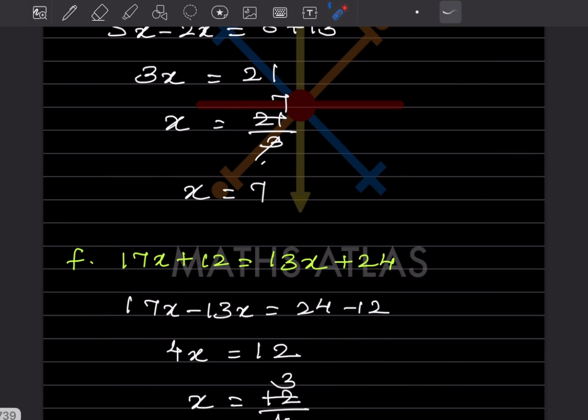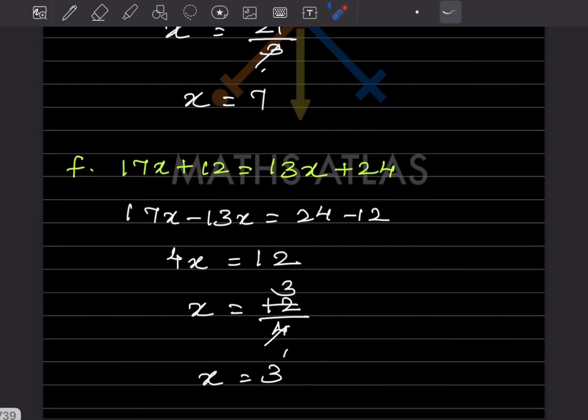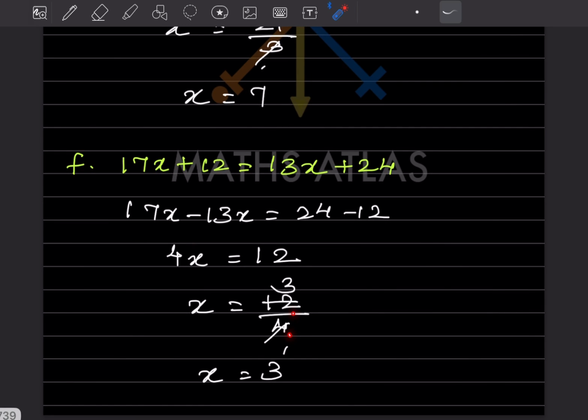Now this again is the same. This is already on the left hand side. This goes here, that is going to be minus 13x. This is already on the right hand side. Plus 12 is going to be minus 12. So this will be 4x is 12. So x will be 12 divided by 4, because this is multiplication. So x is going to be 3.